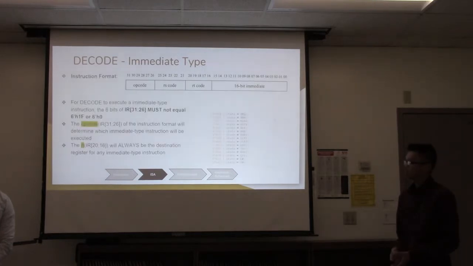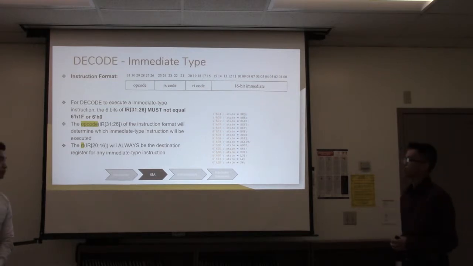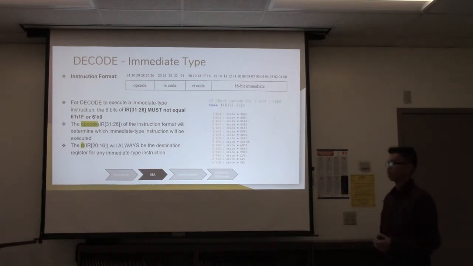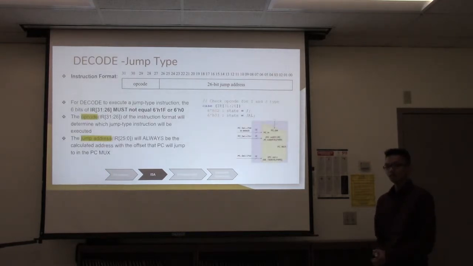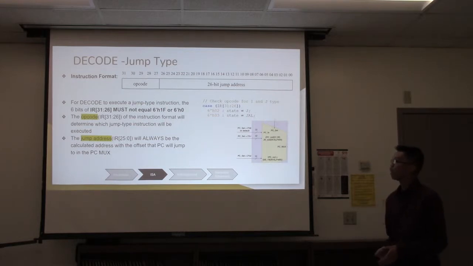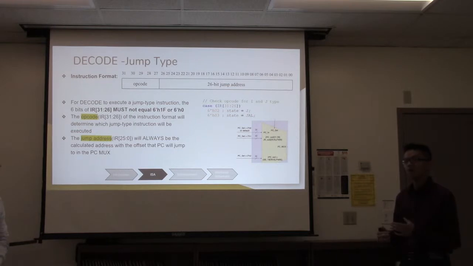For the immediate type, we're using bits 15 to 0 as a 16-bit immediate, which is used to calculate the effective address or as a source operand for arithmetic instructions. Also, bits 31 to 26 in this format determine which type of immediate instruction will be executed, instead of bits 5 through 0. For the jump type, it's the same thing with bits 31 to 26. They determine which jump instruction to perform, while the rest, bits 25 through 0, help calculate the address that the instruction will jump to.